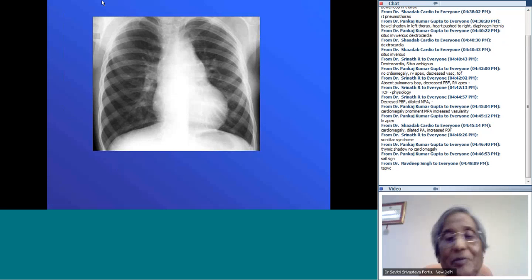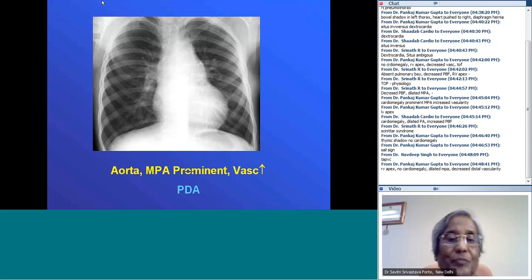Okay. Now what I'd like you to see is that this is the first bump in the cardiac shadow. This is another bump in the cardiac shadow. So what is this first bump? Immediately after the clavicle, if there is a dilatation in the cardiac silhouette, then it is the aorta. And after the aorta, if you see, is the pulmonary artery.